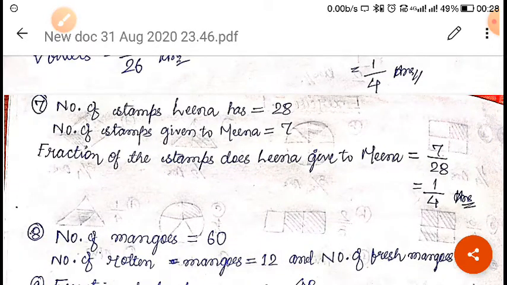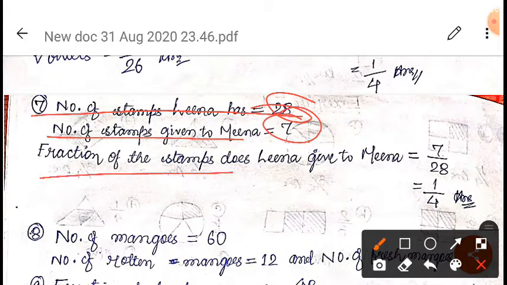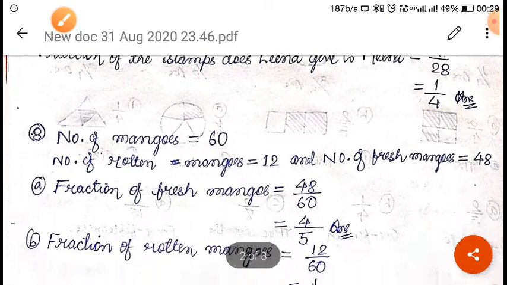So in question number 7, basically they are asking that Lena has 28 stamps, and from those 28 stamps, she has given 7 stamps to Mina, and asking what fraction of stamps does Lena give to Mina. Means there we have to write the fraction. The number of stamps Lena has is 28. The number of stamps she has given to Mina is 7. So the fraction of stamps Lena gives to Mina will be 7 by 28, which when you divide, 7 1s are 7, 7 4s are 28, will be 1 by 4. Okay, I hope it is a very easy question.